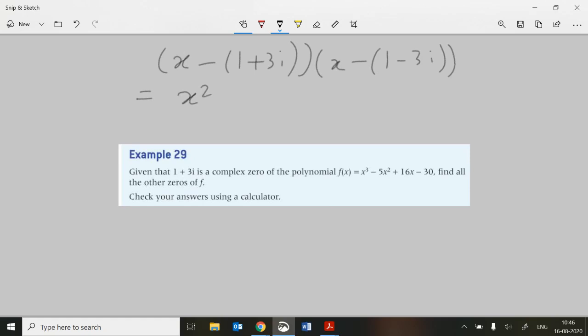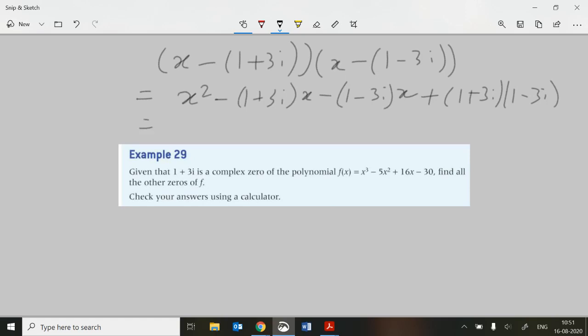So we're getting x squared from this. We're getting minus 1 plus 3i lots of x. We're getting minus 1 minus 3i lots of x. And we're also getting this times this. Since they're both minus, that's going to be plus 1 plus 3i times 1 minus 3i. You'll notice here, of course, that 1 minus 3i is the complex conjugate of 1 plus 3i.